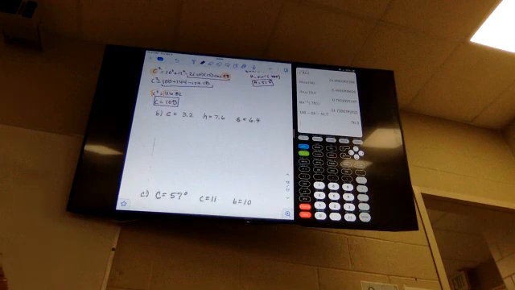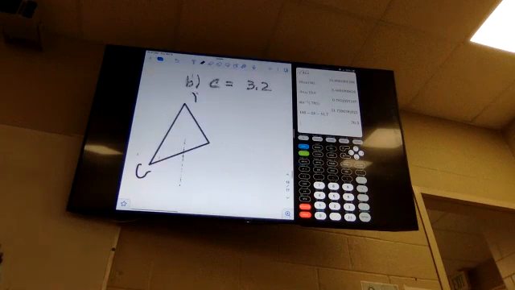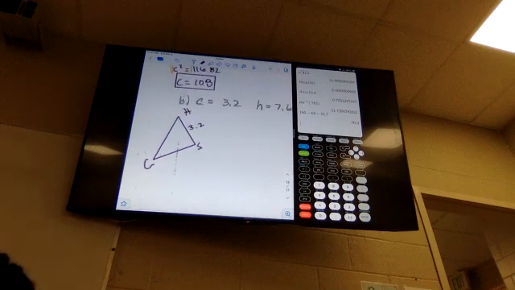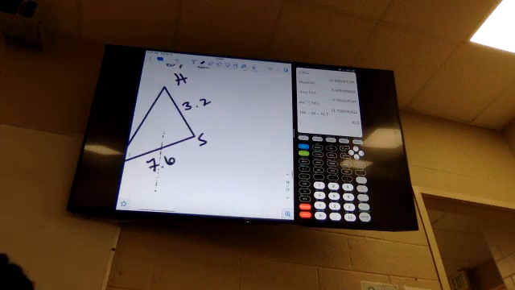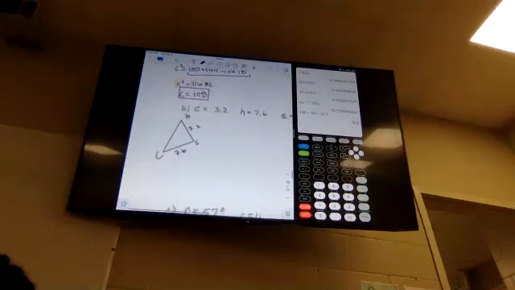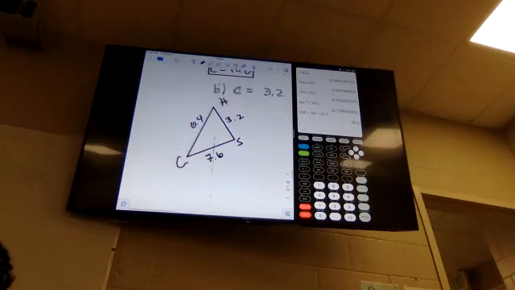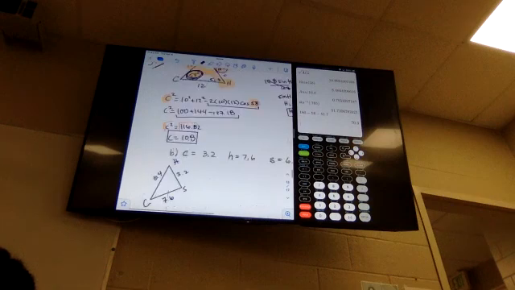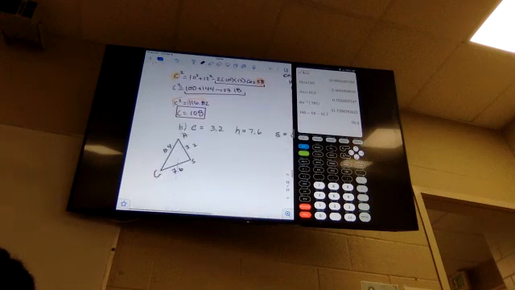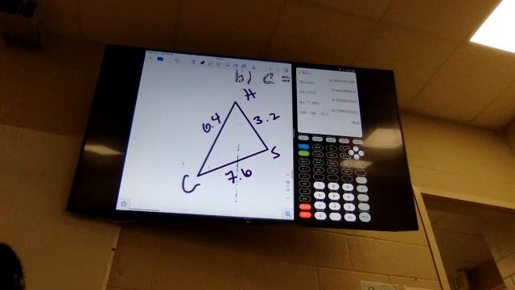Little c, little h, little s, that means I was given all sides. Little c is 3.2. Little h is 7.6. And little s is 6.4. Okay. We have to solve this entire triangle. I do not care which angle you find first. Just like the last one was a side angle side with the included angle, this one is all three sides.